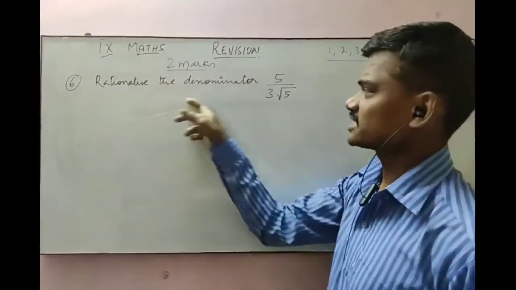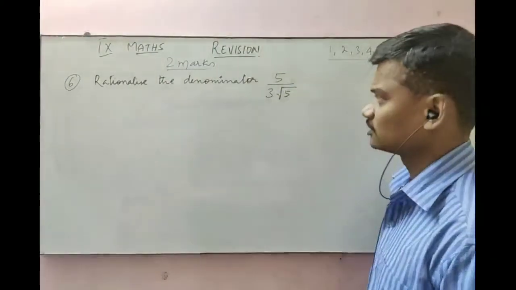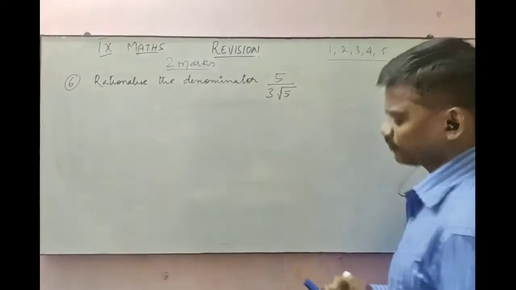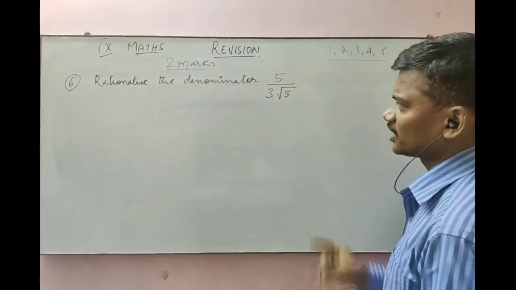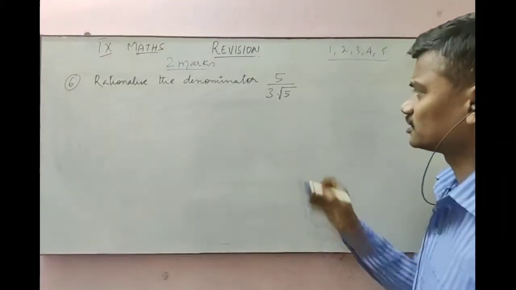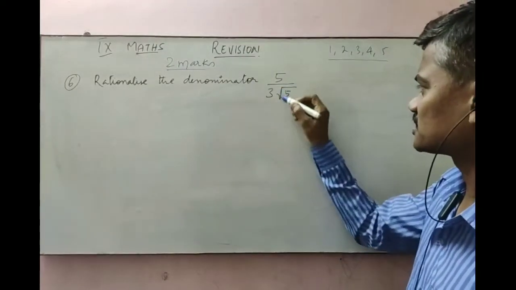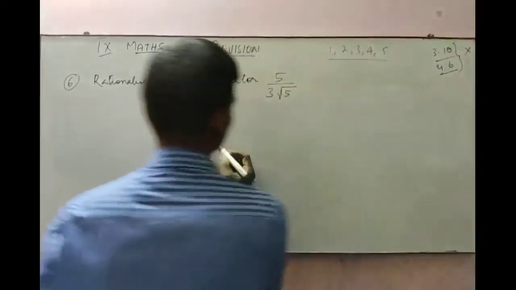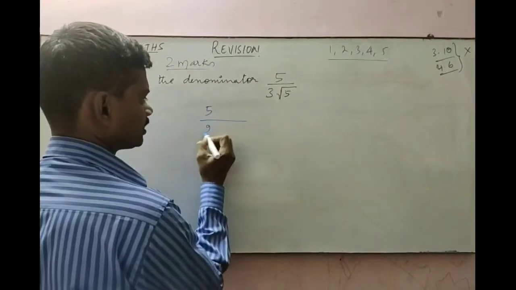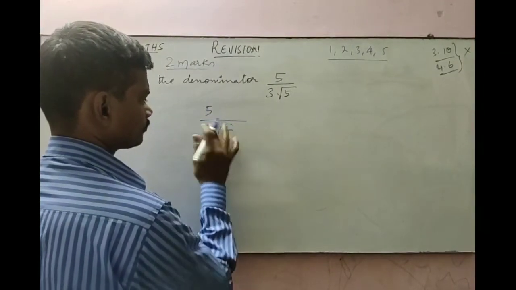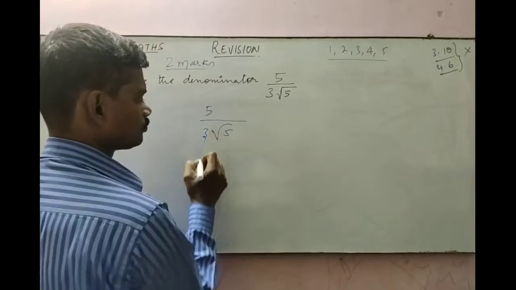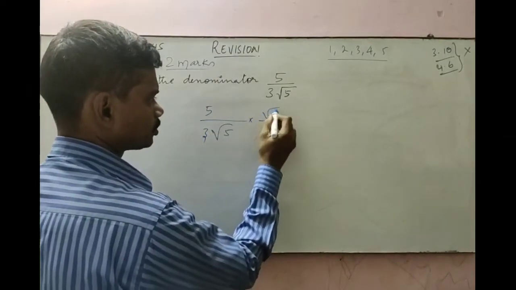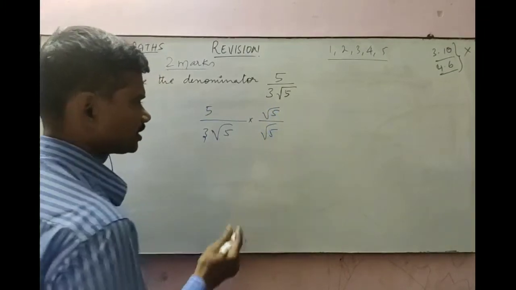Next sum, rationalize the denominator 5 by 3 root 5. Here in the question, the denominator has an irrational number, root 5. Root 5 is an irrational number. We have to rationalize the denominator. So you have to multiply the same irrational number with both numerator and denominator. The question is 5 by 3 root 5. So what is the irrational number here? Root 5. That root 5 should multiply both the numerator and the denominator.